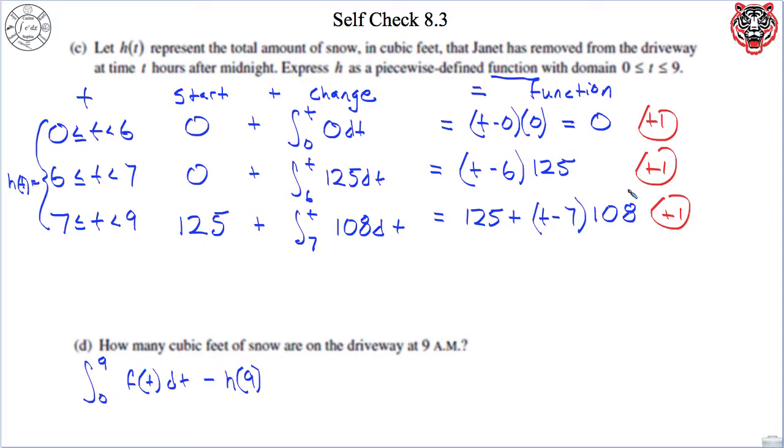So this is telling you how much snow she has removed with this function right here. H of 9 is already in units of snow. We don't have to take the integral of h of 9.